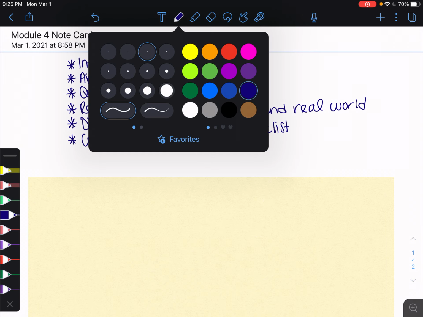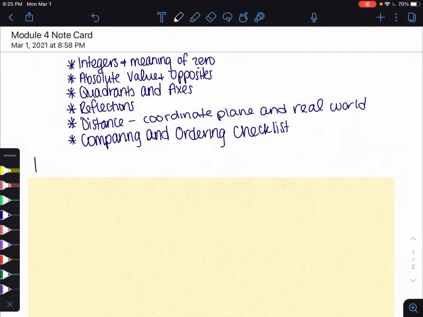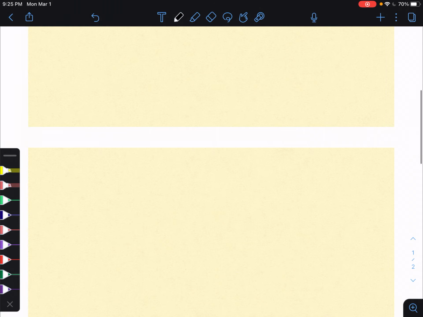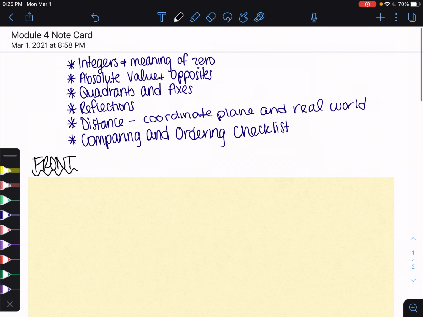So here I've got it set up where I've got these two yellow rectangles. One is going to represent the front and the other is going to represent the back. Remember, you only get the one note card and you can write anything that you want, as much or as little as you want, on both the front and the back.